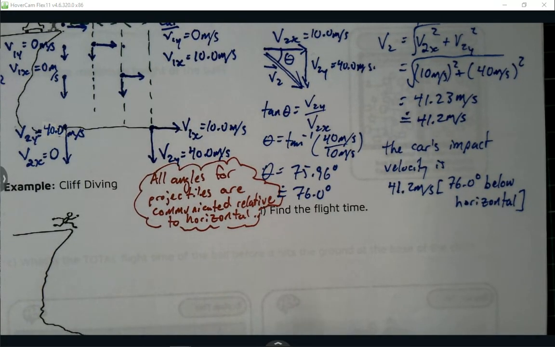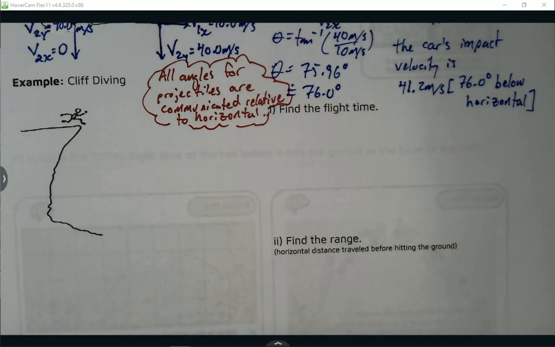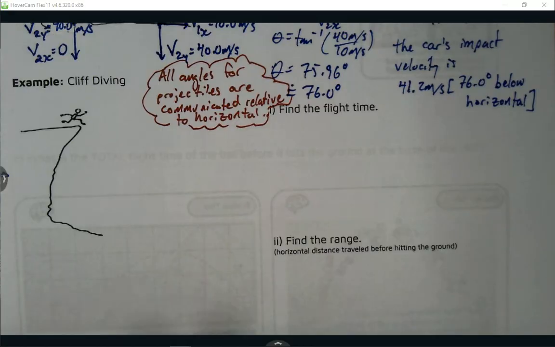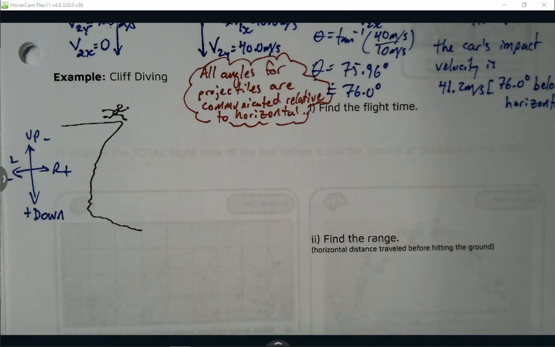Now here I got this person that's going to run off of a cliff. This person's a little bit more daredevil. They've stripped away the car. They're like, adventurous type. Still got to give ourselves a reference frame. So we're going to give ourselves an up, down, right, left. And I still think I'm going to stick with a positive downward and a positive to the right, negative to the left. Now this person's going to run off a cliff.